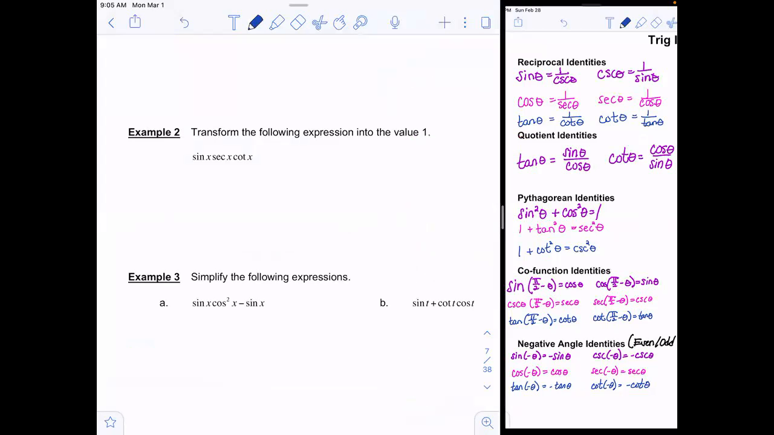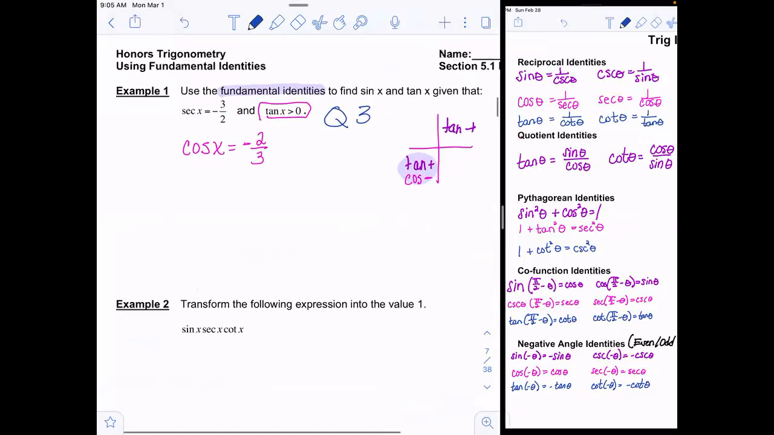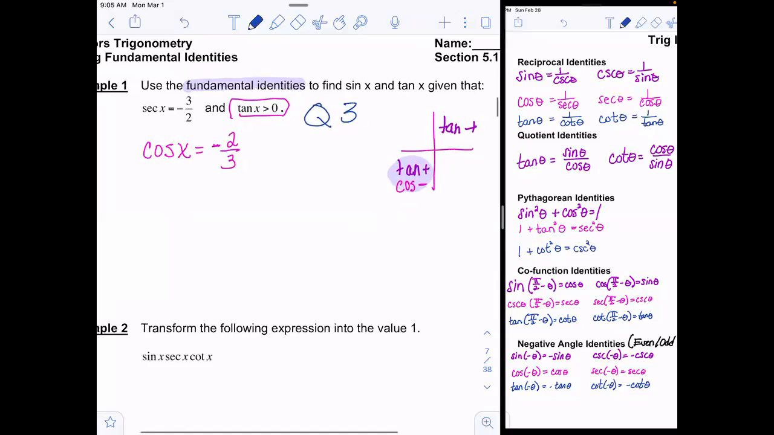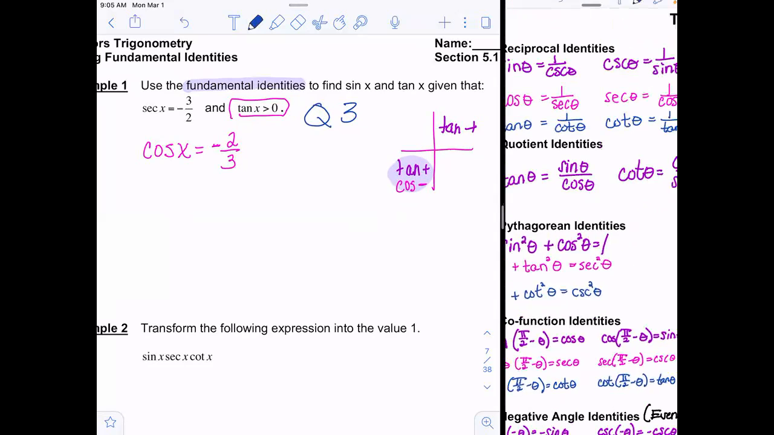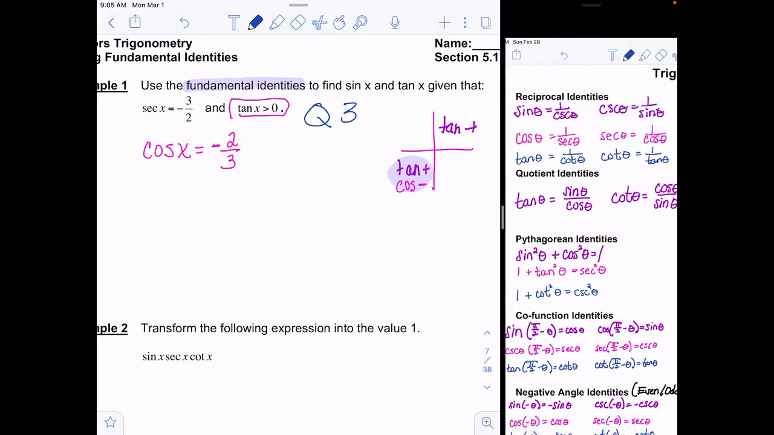So here are mine, trying to squish them on the side here. If I know the cosine and we need to find the sine using some identities, how can I find the sine if I know the cosine is negative 2/3? Peter?